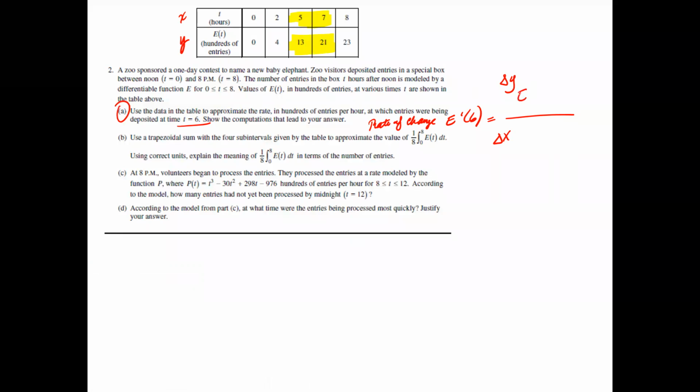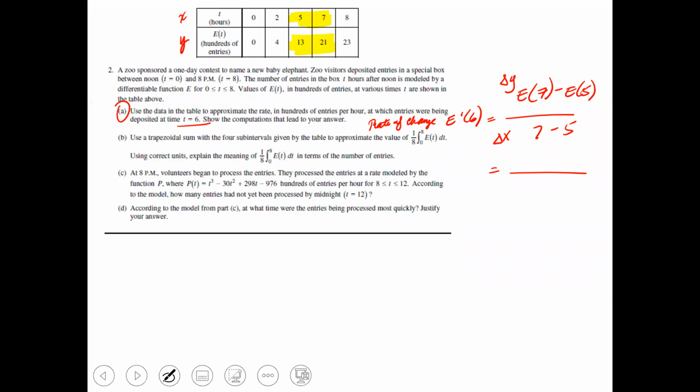So the change in y is going to be E of 7 minus E of 5, divided by 7 minus 5. There we go. So then looking at this with the table, you should have 21 minus 13 over 7 minus 5, which is going to give you 8 over 2, which is 4.